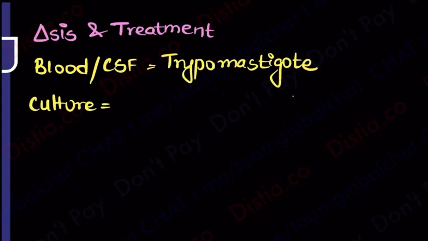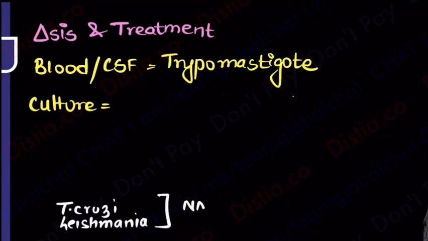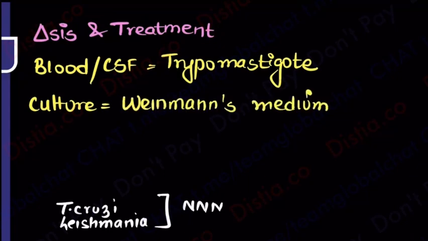What is its culture? Now you will say that ma'am, in the culture for Trypanosoma cruzi and for Leishmania, you told us the triple N media, but not for Trypanosoma brucei. This sleeping sickness one is not going to be here. For that we have a different media known as the Weinmann's media. So the man is sleeping. Please remember, sleeping sickness's media is the Weinmann media.